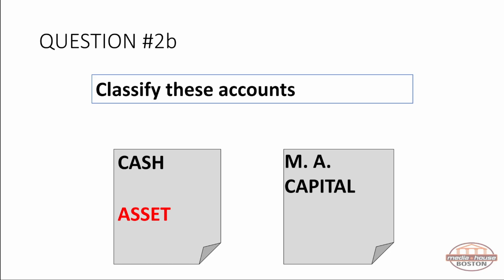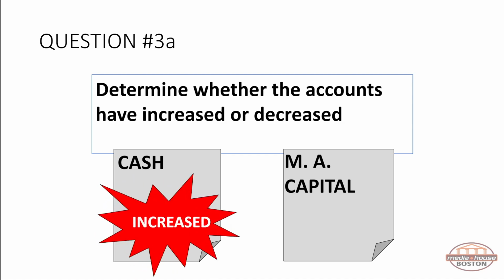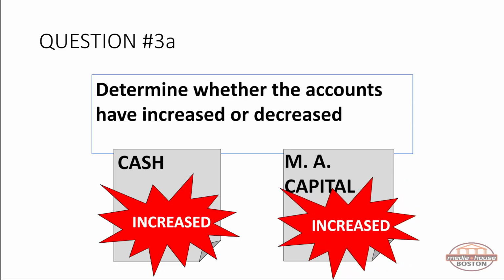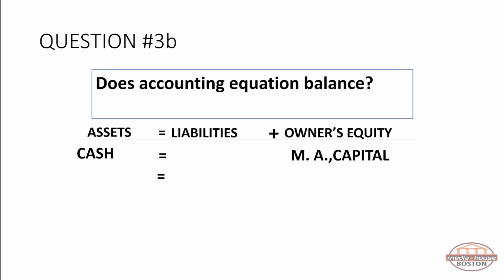And then the capital side, we classify this as owner's equity, which shows the interest of the owner in the business. Then the third question becomes: determine whether the accounts have increased or decreased. Therefore, in this case, the cash account or the bank account is increasing, and the capital account will also increase, indicating the share of the owner also going up. So now that we have this, let's put this down into an accounting equation. Does the accounting equation balance, which is the last question?